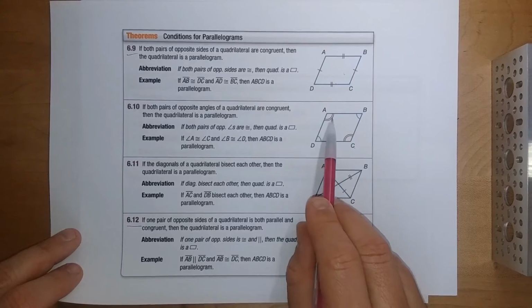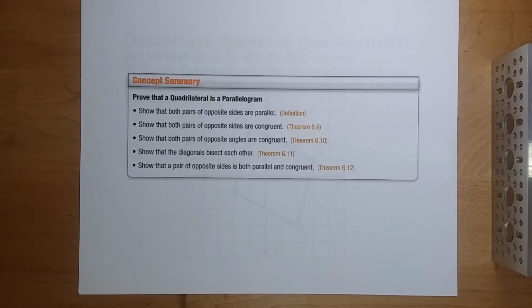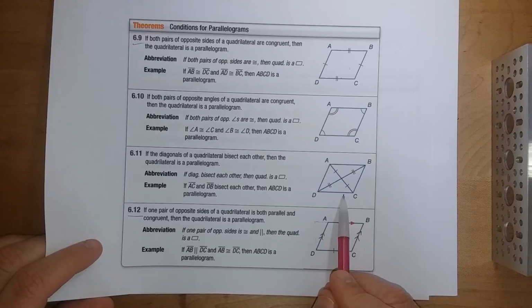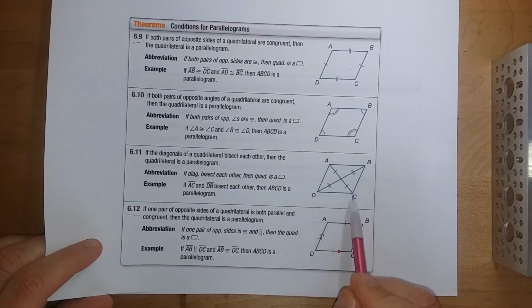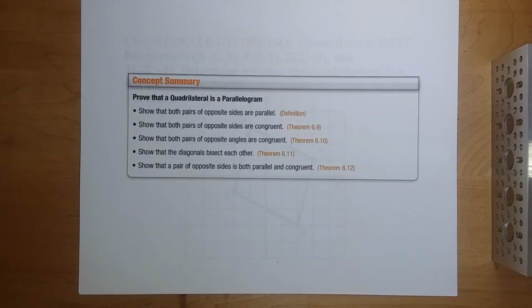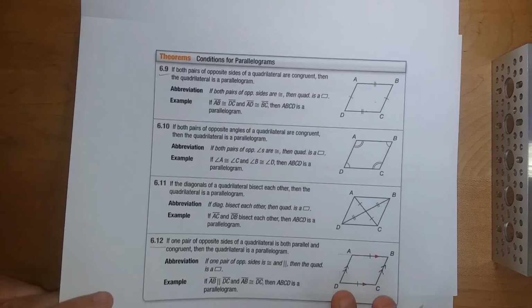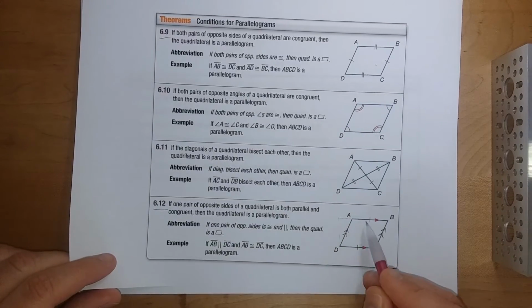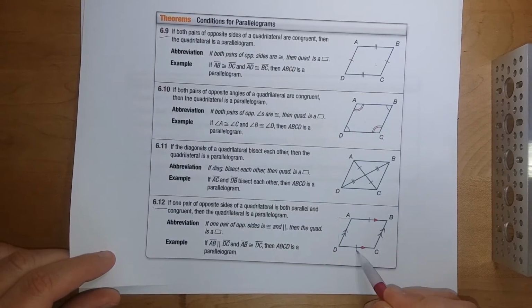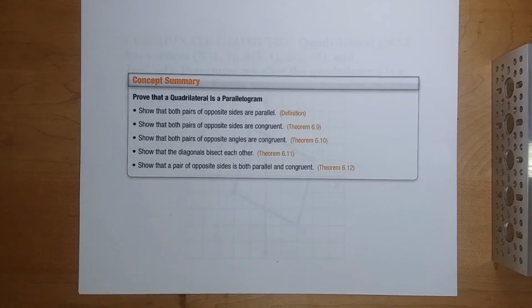If you know that, that's enough information to prove that you have a parallelogram. And if you can show that the diagonals bisect each other, that's this condition here. If your quadrilateral has diagonals that bisect each other, it's got to be a parallelogram. And lastly, we have this new one that we looked at today: showing that a pair of opposite sides is both parallel and congruent is enough to prove that your quadrilateral is a parallelogram.